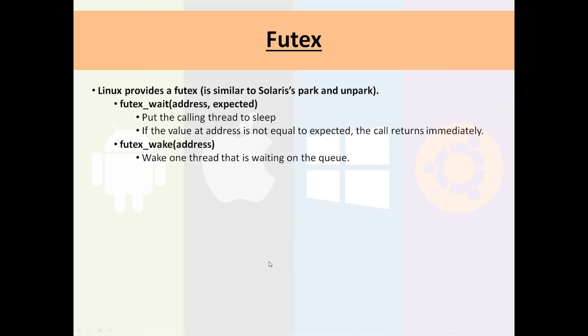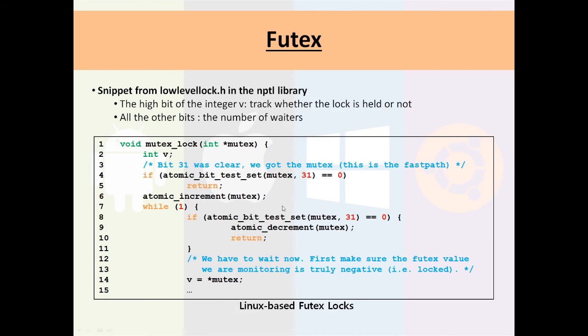Cool. So similar to Solaris, Linux provides its own similar park and unpark functions, and these are futex wait and futex wake. They basically do the same thing, so I'm not going to get into it too much. And here you can look at the code for it. It's a little bit complicated, but the key takeaway is that they utilize 32-bit integers.